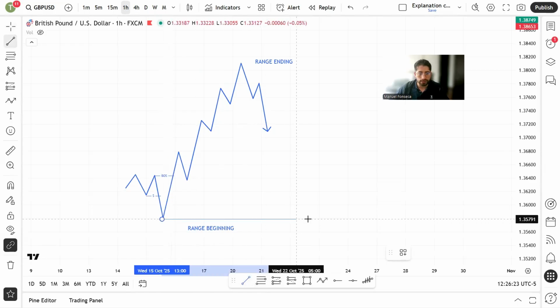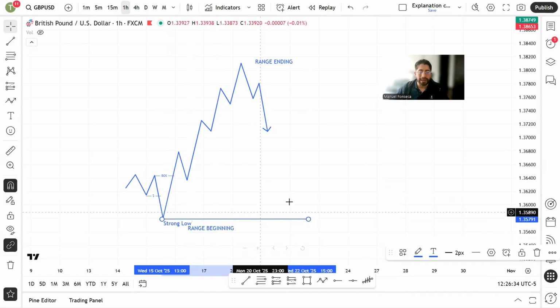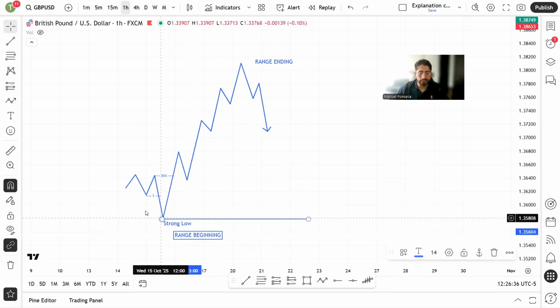What is the meaning of this? That if we are in a bullish trend, this low will be highly respected by the price because we are in a bullish trend. So this low will be highly respected, okay? And this will be considered a range beginning, okay? This will be considered a range beginning.